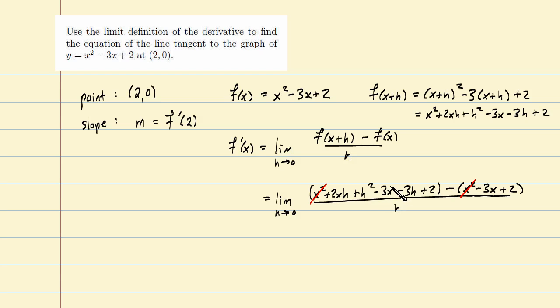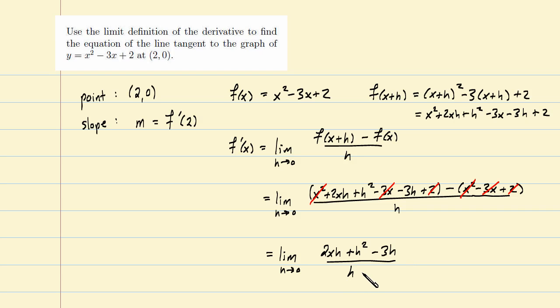We also have a negative 3x minus a negative 3x, or plus 3x. So again, those two will cancel off. We also have a plus 2 minus 2 over here, so those two cancel off. So, rewriting what's left, we have 2xh plus h squared minus 3h, and all of that is over h.